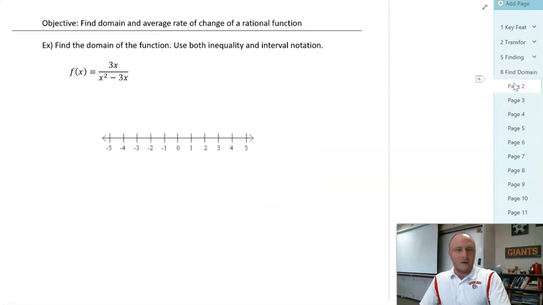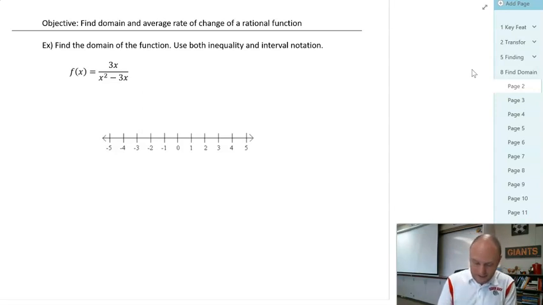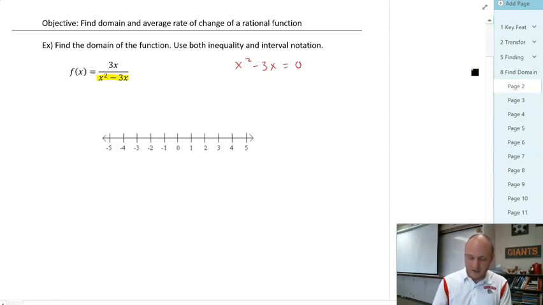After that, all we have to do is write the domain using the specified notation. Here is our first example, and we are asked to find the domain of the function in inequality and interval notation. Note this is a rational function due to having a polynomial over a polynomial. To find the domain, I care about the domain restrictions. So I'm going to take my denominator, x squared minus 3x, and set that equal to 0. The whole idea here is that it cannot be 0. So I'm going to factor this: that is x times x minus 3.